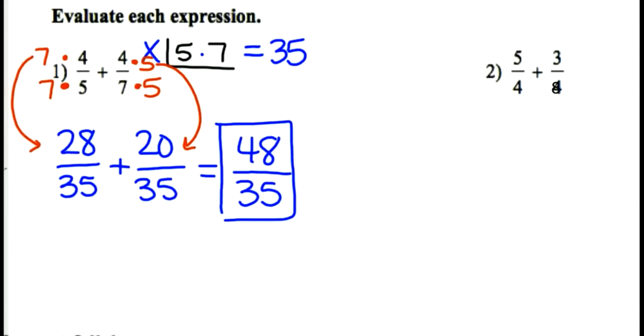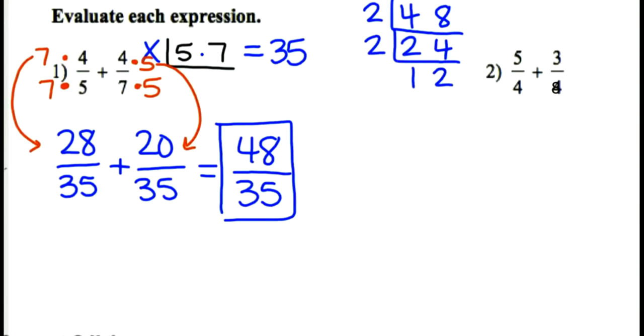You can show your work this way, or you can separate your fractions like I'm going to do in the second one. I'm going to use the cake to figure out my LCM. I know that 2 is a factor of 4 and 8, so 4 divided by 2 is 2, 8 divided by 2 is 4. I can divide 2 and 4 again by 2. 2 divided by 2 is 1, 4 divided by 2 is 2, and that's as far as I can go.